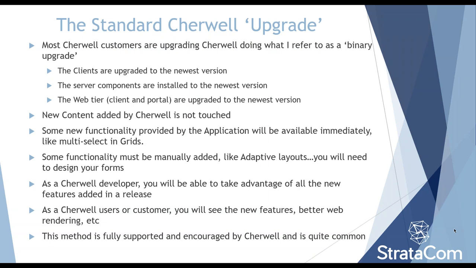So if you do want to go to say 9.7, or you're waiting for 10 to come out, which is in beta right now, most customers are upgrading Cherwell, doing what I refer to as a binary upgrade. So we can call this the application upgrade, the binary upgrade, whatever we want to call it. But it essentially is you're running the application executable to install the new version. So you get the clients upgraded to the newest version, the server components are installed on the servers and upgraded to the newest version, the web tier, they're upgraded to the newest version. So you get the new, essentially IIS packages out there. So you have the newest web tier with all the newest runtimes underneath.